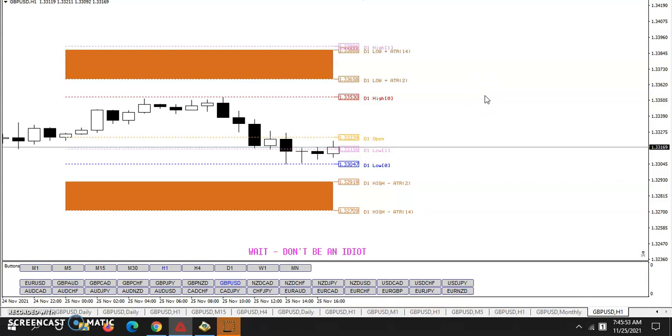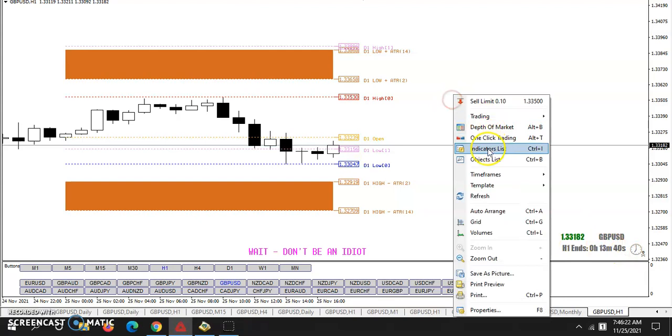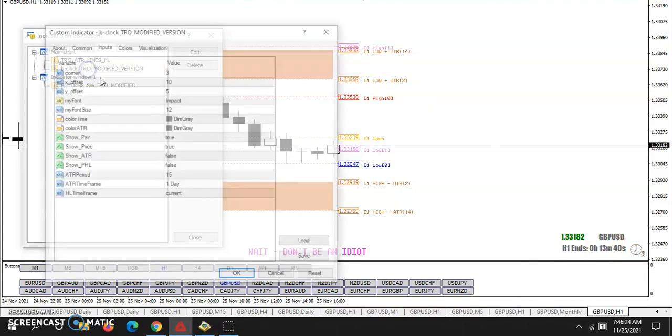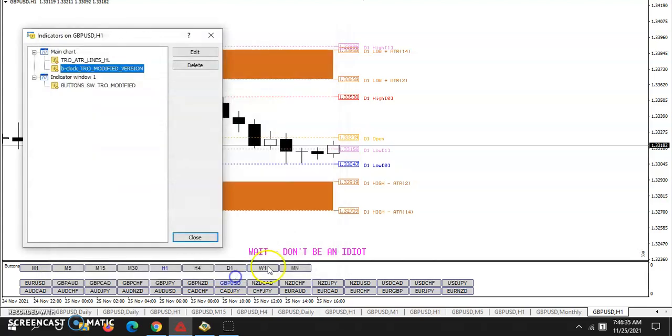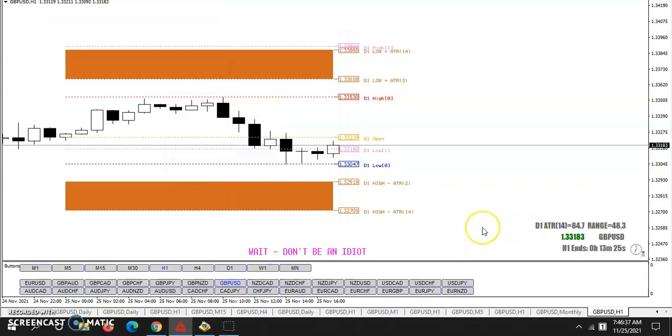In fact, that reminds me, let me pop an indicator on the chart real quick. Okay, I put the B clock indicator on the chart, and we talked about that earlier. Now, remember I said show ATR? I told you about that, so let's set this to 14. And so you can see the ATR on 14 is 84.7, but the range today is only 48.3.